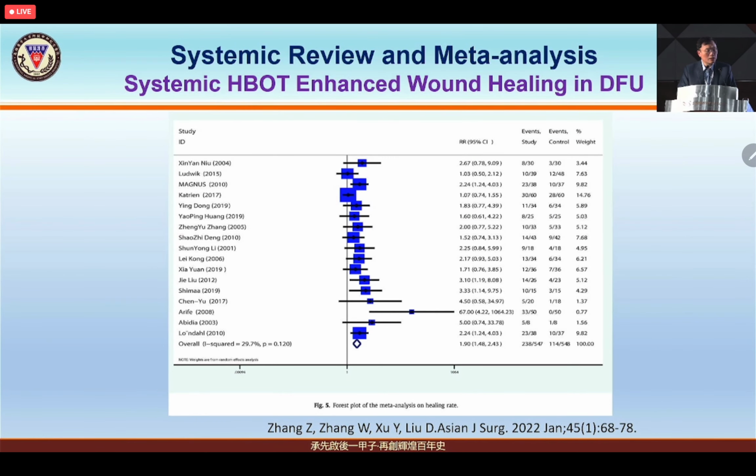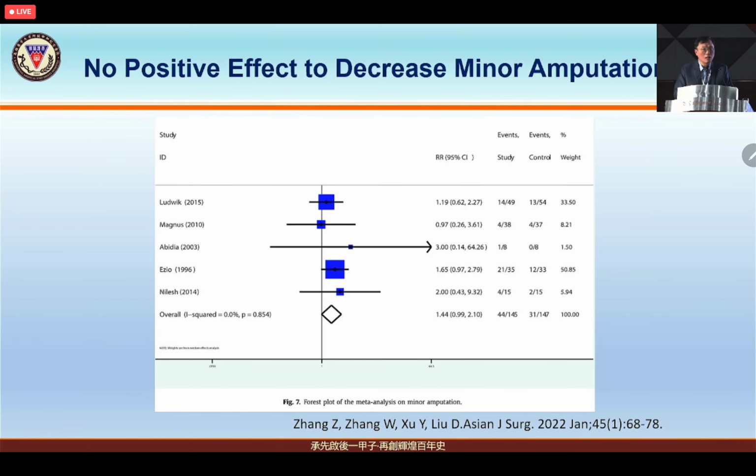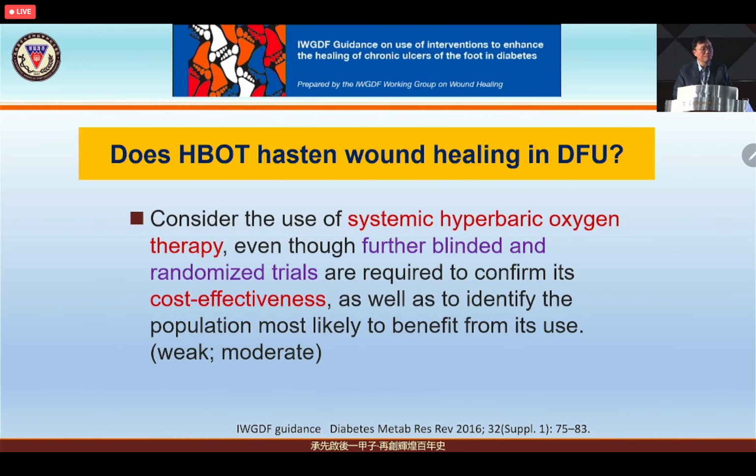Tracing back the history and doing a systematic review, we find that hyperbaric oxygen therapy can enhance wound healing in severe diabetic foot ulcer. However, when we do more analysis, we find that hyperbaric oxygen therapy could decrease major limb amputation. However, there is no positive effect in decreasing minor amputation, such as toe or metatarsal region amputation.